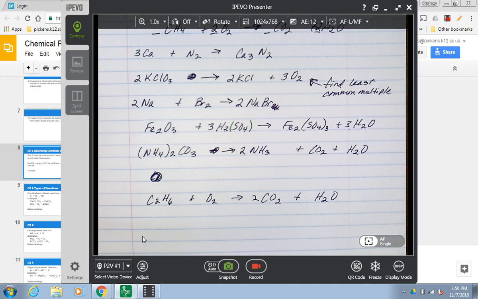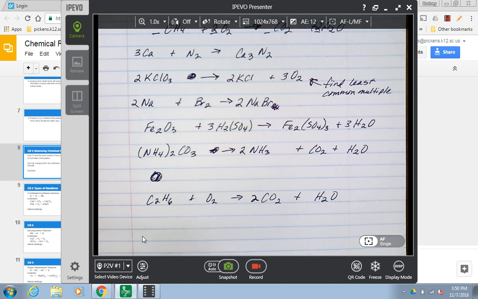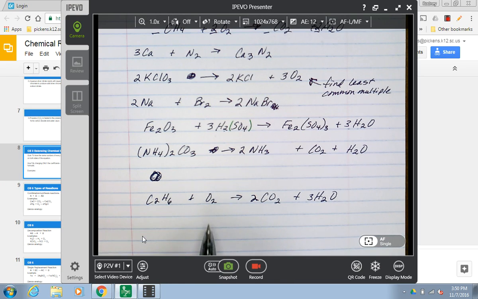Now, it may be a good idea to use pencil, not use pen like I am, because sometimes you do have to go back and erase. You'll see what I mean. But for right now, if you're using pen, you'll just have to do it the way I am. So this is a 2 right here, okay? So 2 carbons. Now let's look at our hydrogen. 6 hydrogens here. We only have 2 there. So 3 times 2 gives me 6 hydrogens. All right, we're doing well. 2 oxygens here. How many do we have on the right? 2 times 2 is 4, plus 3 is 7.